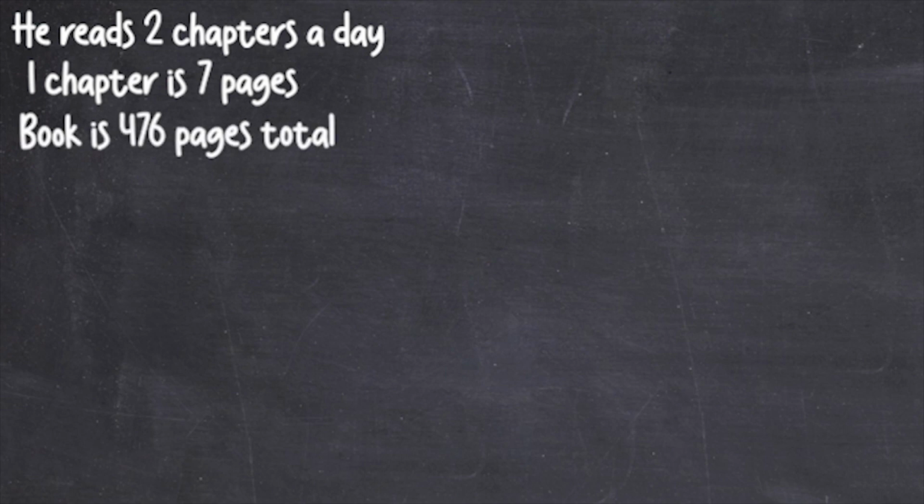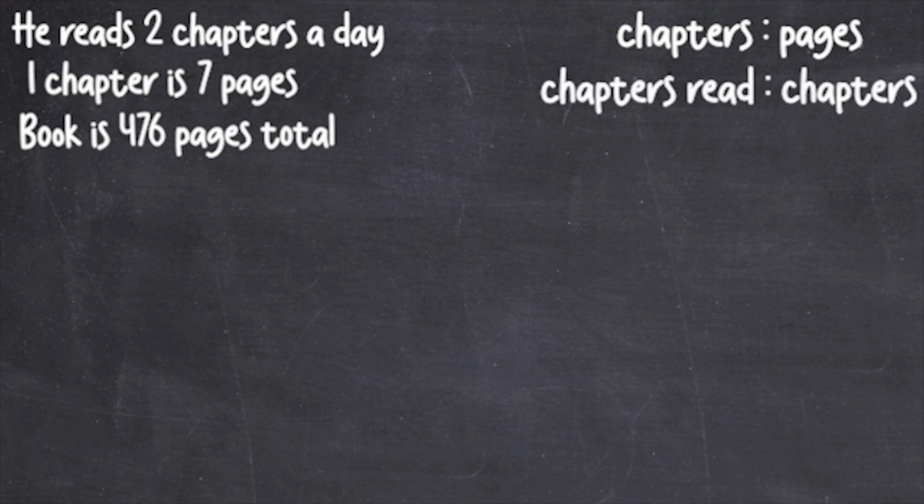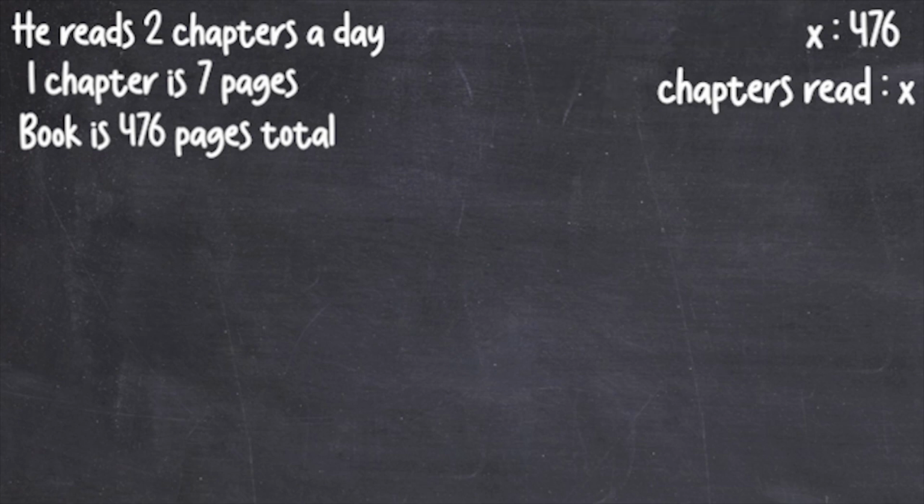This problem consists of two proportions. The first is the number of chapters in the book to the total number of pages, and the second is the number of chapters read by the man to the total number of chapters. To start, let's figure out the total number of chapters. The book contains 476 pages in total with an unknown number of chapters, which we'll represent using the letter X. Each chapter contains 7 pages. We can write this as 476 to X equals 7 to 1.